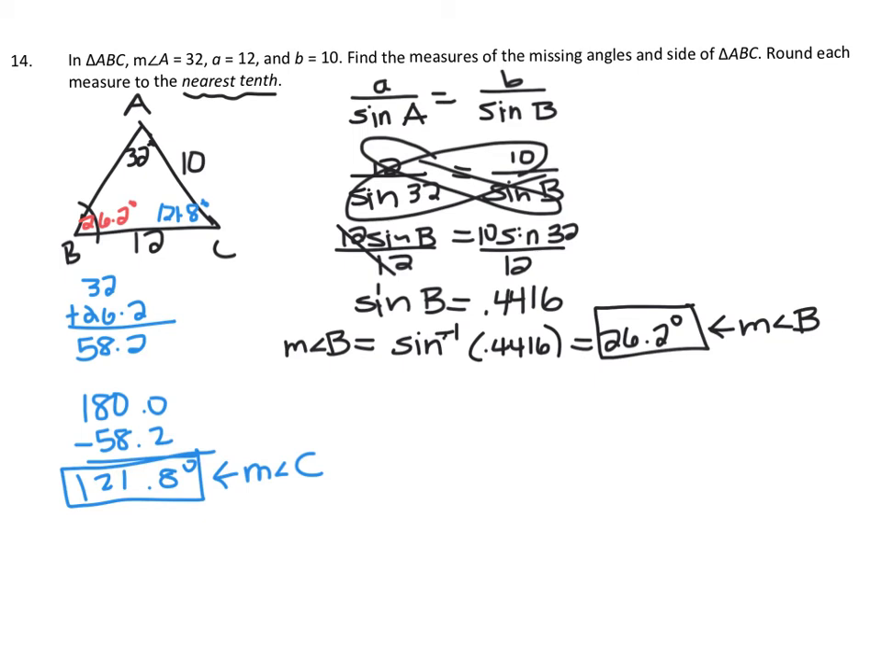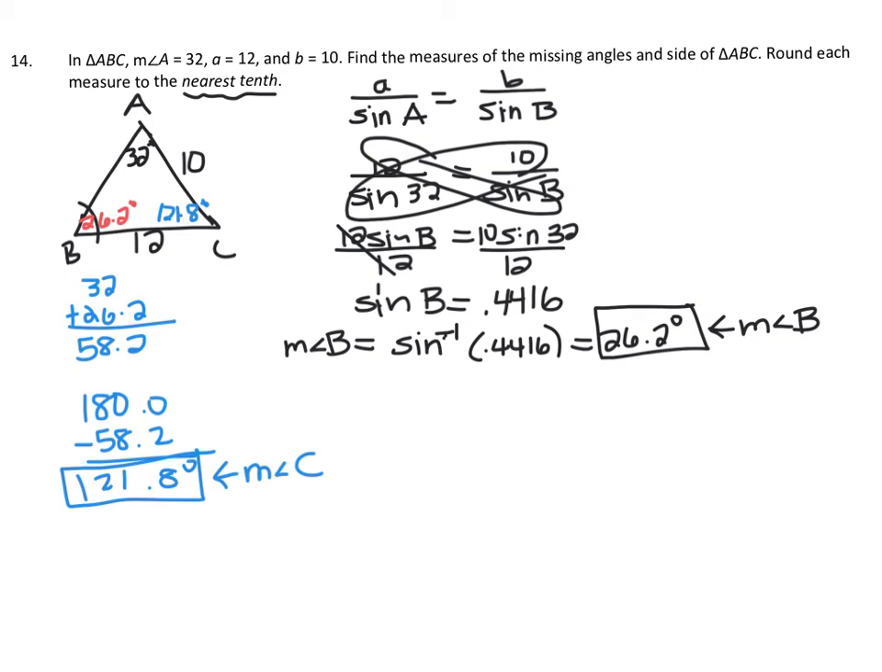So if we want to find the third side, you could do one of 2 things. You could do law of sines or law of cosines. We have enough information to do any of them. Okay, if you want to do law of sines, you could do, for example, C over sine of 121.8 equals, doesn't really matter, 12 over sine of 32, right? You could do C over sine of C equals A over sine of A. Or you could do C over sine of C equals B over sine of B.